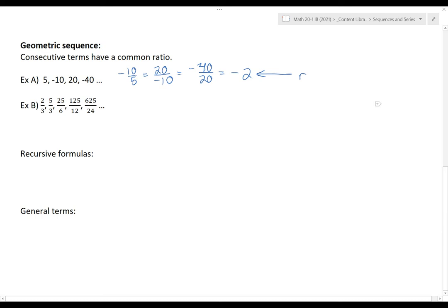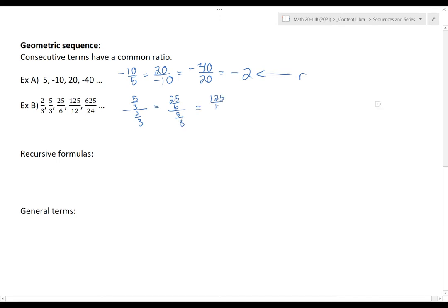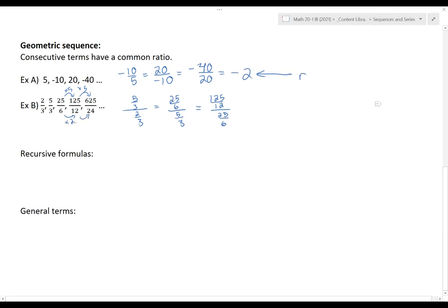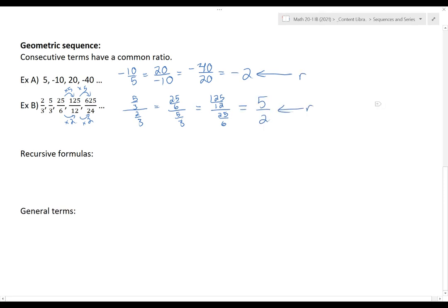It's not as immediately obvious in example B, but 5/3 divided by 2/3 is the same as 25/6 divided by 5/3, which is the same as 125/12 divided by 25/6. It becomes a little more obvious in the 3rd, 4th, 5th terms, that each time what we're doing is multiplying the numerator by 5, and multiplying the denominator by 2. It's not quite as obvious in the previous cases, but if I divide consecutive terms, I do get a common ratio here of 5/2, so that is R.